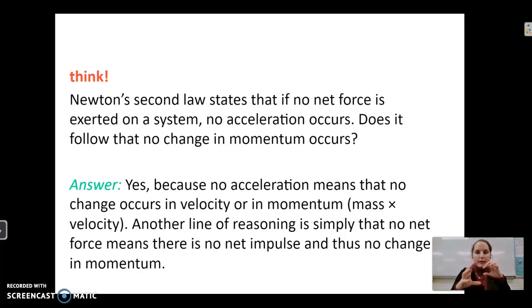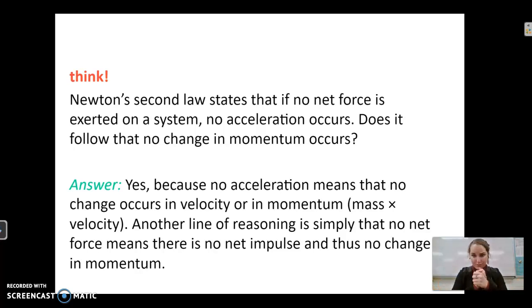All right, so this kind of goes back to Newton's second law. Newton's second law states that if no net force is exerted on a system, then no acceleration occurs. So if all of your forces acting on your system are balanced, then no acceleration is going to occur. So if no acceleration is occurring, then there is no change in your momentum. I mean, no change in your velocity, which means no change in your momentum. Kind of gave it away there, but that's all right.